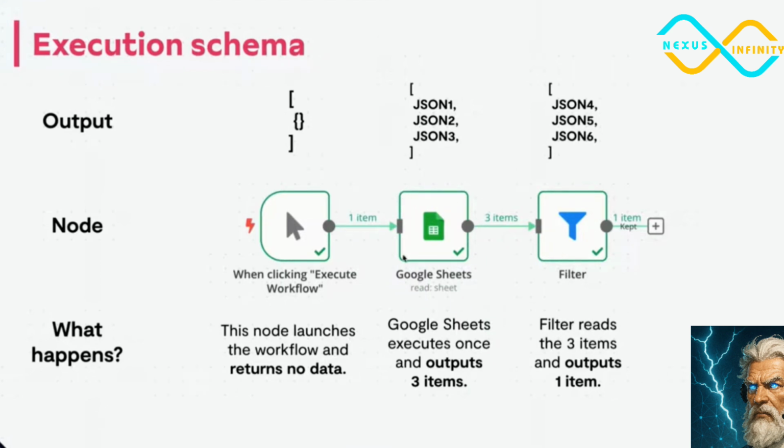This is returned so that the next node can execute once because we have one item. The Google Sheets node then executes once and reads 3 items in the Google Sheet that it's reading from. And so it returns 3 items, JSON1, JSON2, and JSON3, each being linked to the corresponding row in the Google Sheet. So we can see it outputs 3 items. The filter node checks if each item satisfies a specific filter condition. Here we can see that only one of the items does, and so it only outputs 1 item.